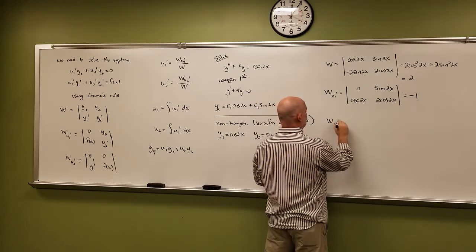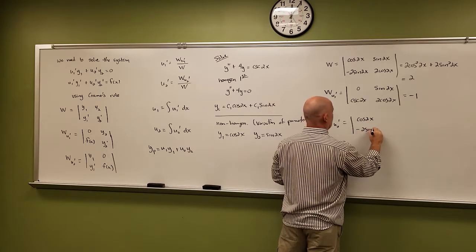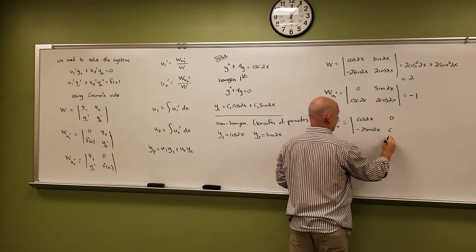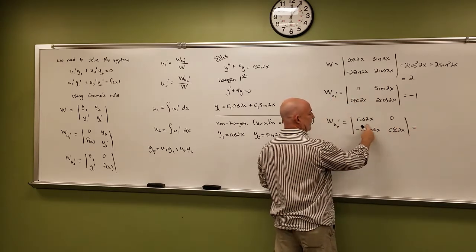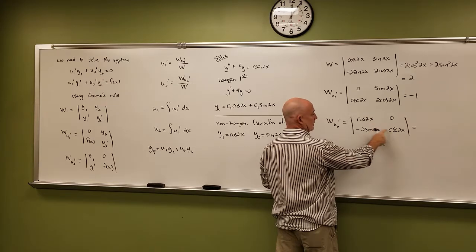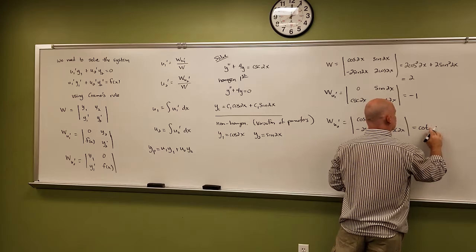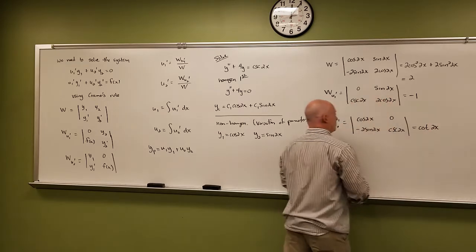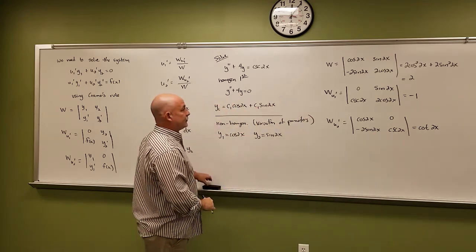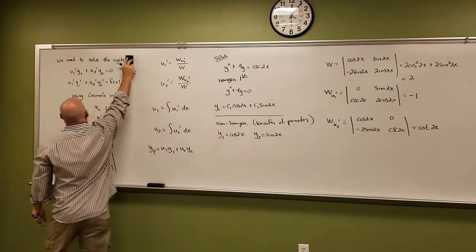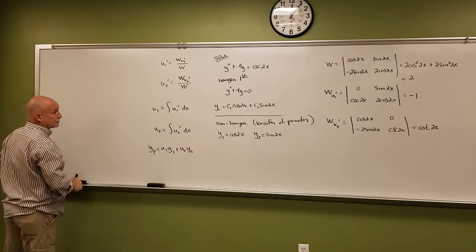W sub u2 prime is going to be, let's see, cosine 2x, negative 2 sine 2x, and then we're going to replace this with 0 and cosecant 2x. Multiplied down the main diagonal, that gives us what? Cosine over sine 2x, so cosine over sine would be cotangent 2x, minus, well, 0. Okay, so there are the 3 different determinants that we need. So we're actually fairly close to the answer now.